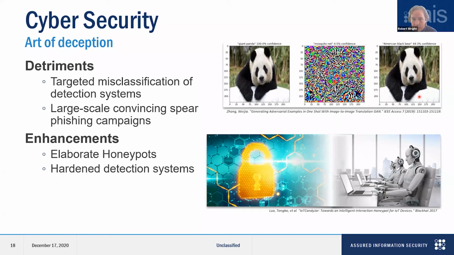But this is a double-edged sword, so this can also lead to enhancements. Deceptions go both ways, and we can create much more elaborate, realistic-looking defenses to snare would-be malicious users that are trying to attack our networks. And also, we can use these adversary techniques to harden our detection systems so that the low-hanging, easy-to-use attacks are easier to detect when applied against our systems.